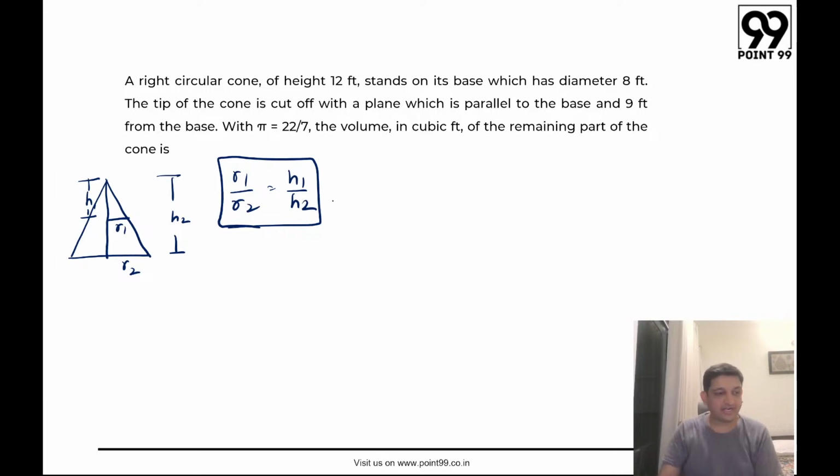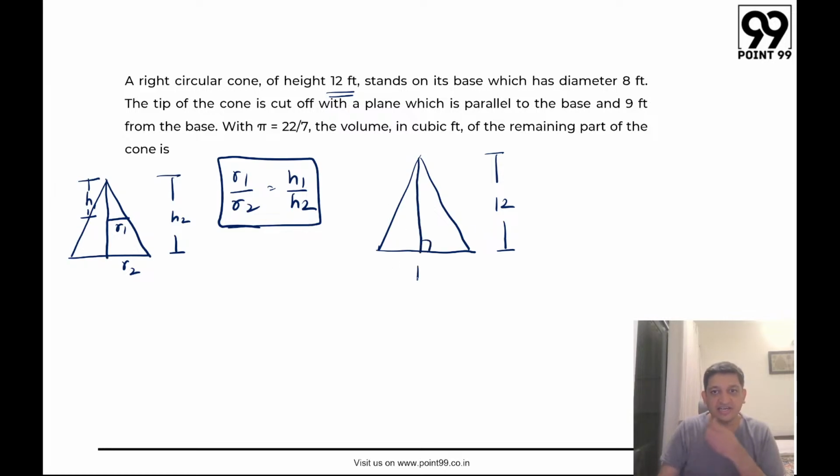Yeah, so let's look at this. So a right circular cone of height 12 feet stands on its base which has diameter 8 feet. So let's draw a fresh cone. We know that the height of this cone is 12 feet, ये height है, and base का diameter is 8 feet. So if I drop a perpendicular here, ये बन जाएगा radius. This will be 4 feet. ठीक है? The tip of the cone is cut off with a plane which is parallel to the base and 9 feet from the base. तो ये 12 feet है ना, यहाँ पे ये वाला एक प्लेन से ना ये पूरा ऊपर का पार्ट हमने कट कर दिया, इसको उड़ा दिया.